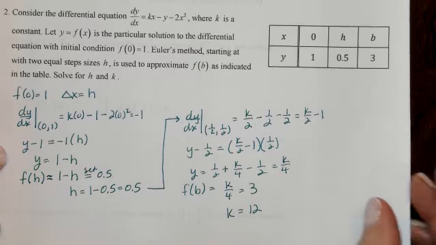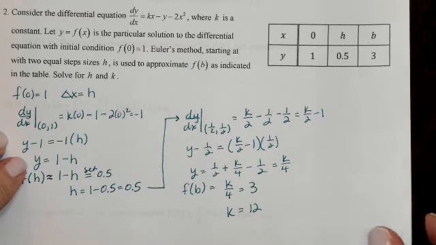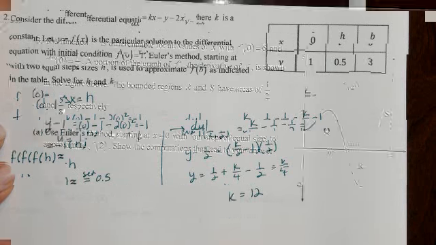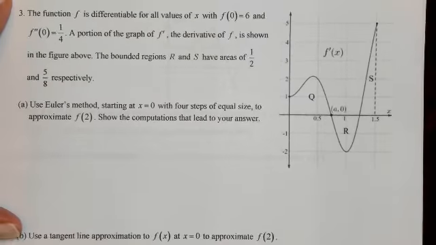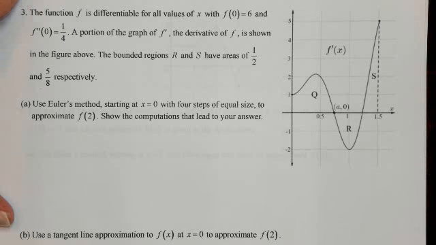So that's a way that they can ask an Euler's method problem that's very, very different from the way that we've been asked them in the past. Let's take a look at number 3. So this, number 3, is a full-blown FRQ problem.